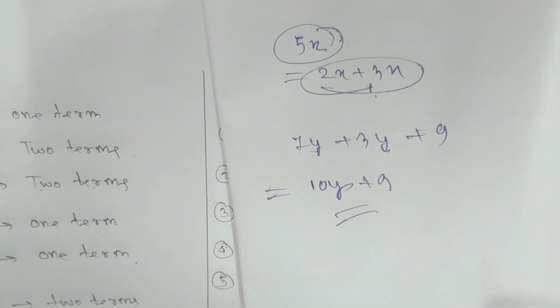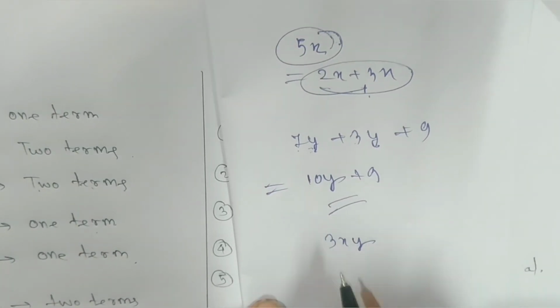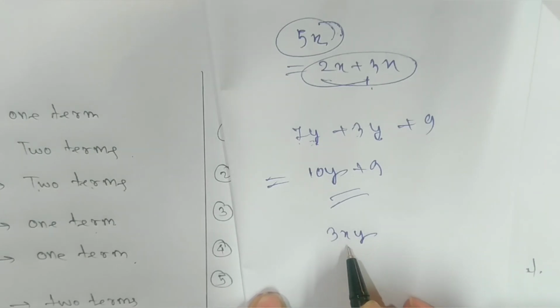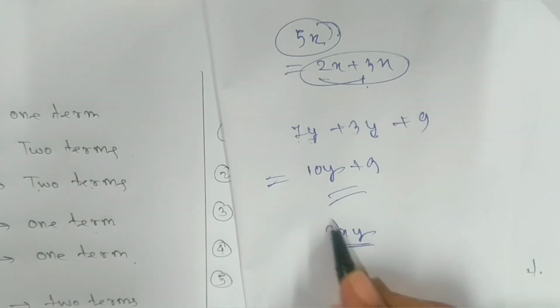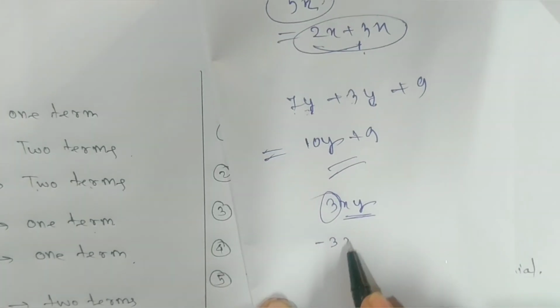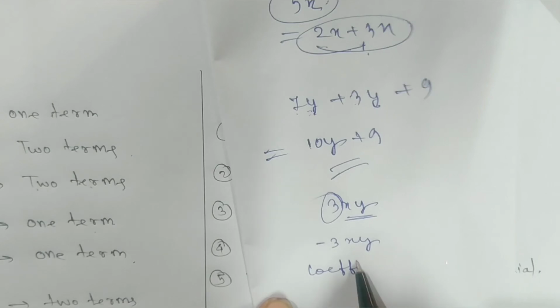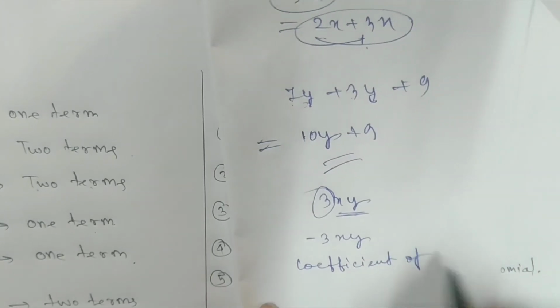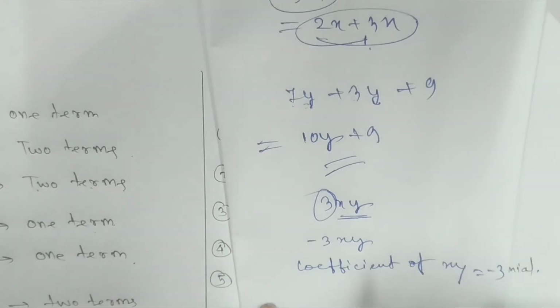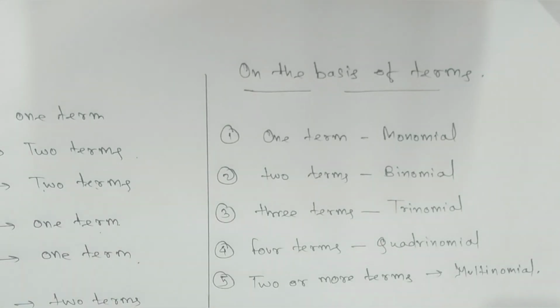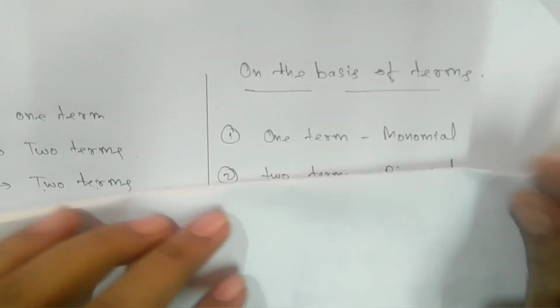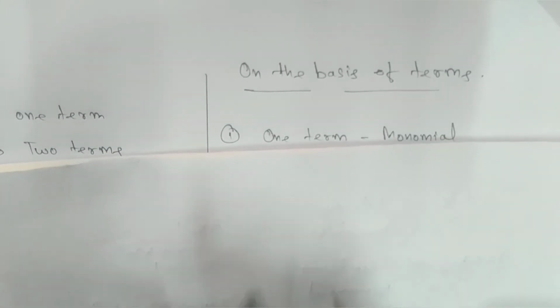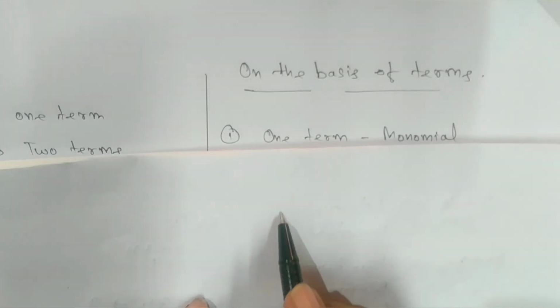Now we have one more term, that is a coefficient. Coefficient of what? If I give you 3xy, and I ask you the coefficient of xy, then your answer is 3. If I write minus 3xy, and I ask you the coefficient of xy, your answer will be minus 3. So here we'll go a little bit more about coefficient. So coefficient means the factors, except that one, which are with the given term.